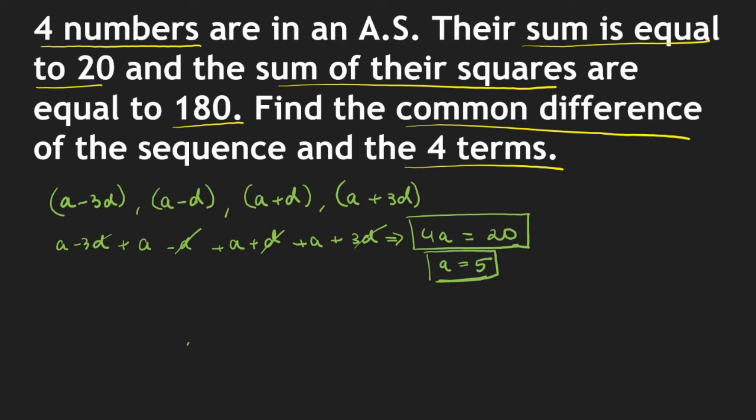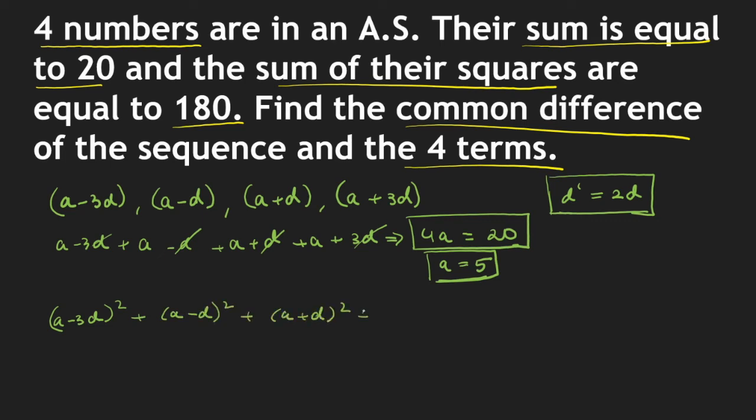Now we have to find the d. Sorry, not the common difference, the d, right? Remember, the common difference d dash is actually equal to 2 times d. Don't mix that up. Now the second part says the sum of their squares is equal to 180. So what that means is (a minus 3d) whole square plus (a minus d) whole square plus (a plus d) whole square plus (a plus 3d) whole square is equal to 180.